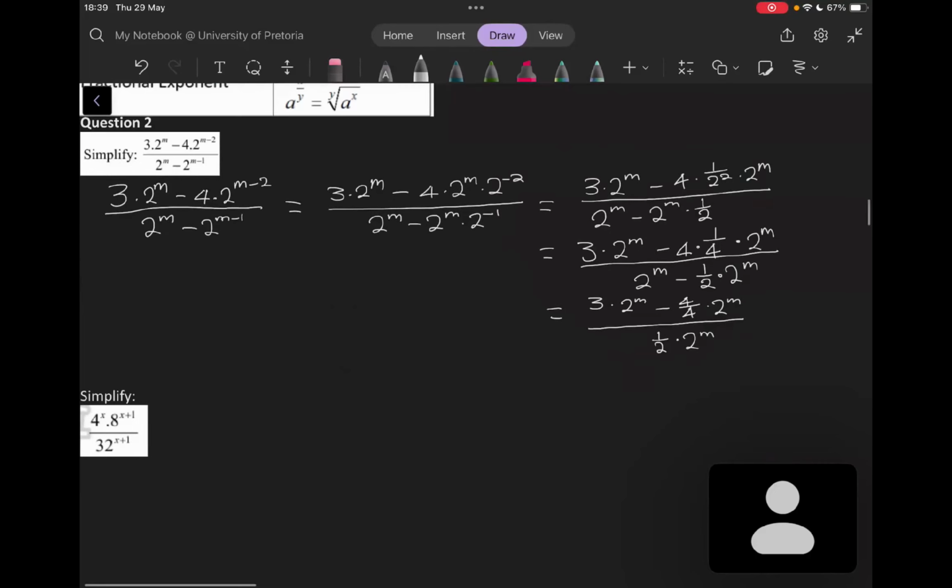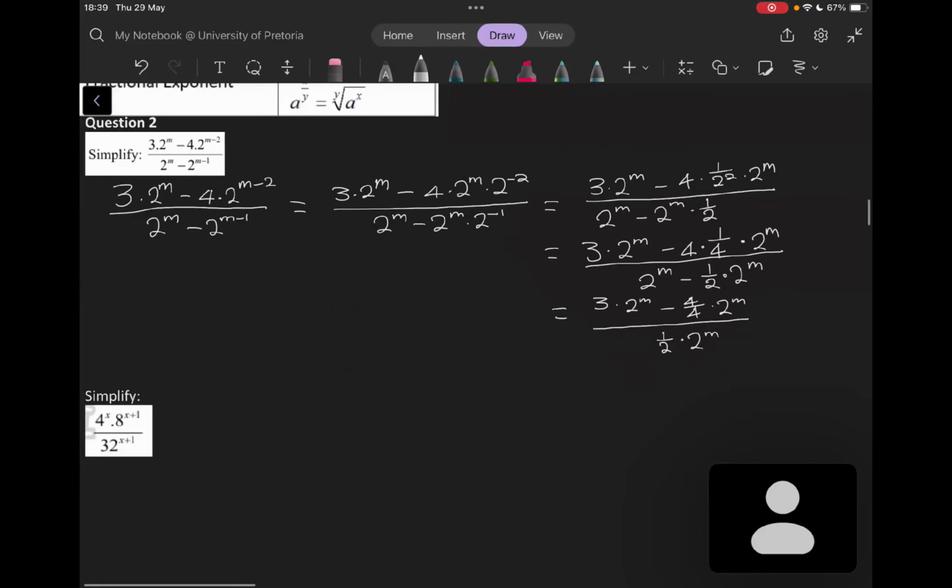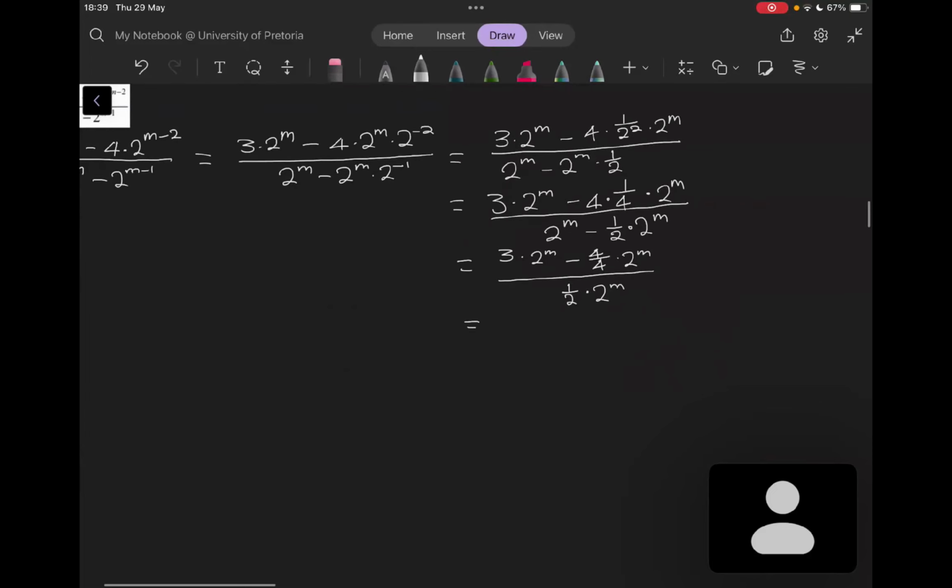Let me now move on to finishing this question over here. Right. If we simplify this further, we then have 3 times 2 to the power of m minus 1 times 2 to the power of m, and we have that all over 2 to the power of negative 1 times 2 to the power of m. Do you have a question? Okay, I'll just continue on with what I was doing.